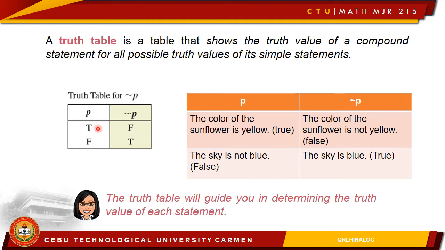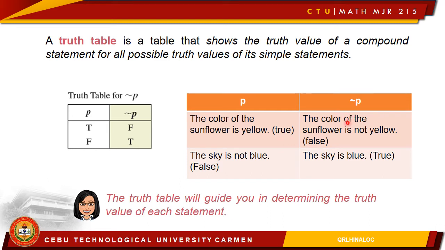So, automatic na siya, T or F. And then, when we negate P, we take the reverse value for that. So, the true negation becomes false. The false negation becomes true. For example, I have here a statement, the color of the sunflower is yellow. This is a true statement.